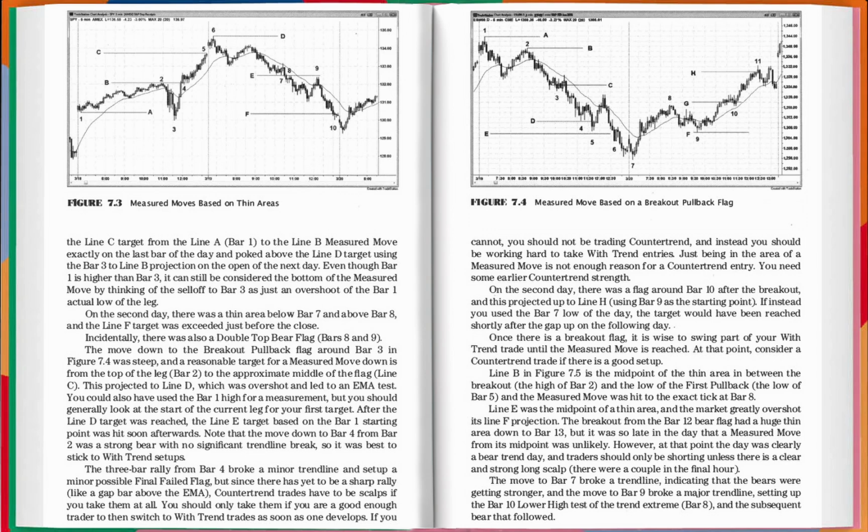After the line D target was reached, the line E target based on the bar 1 starting point was hit soon afterwards. Note that the move down to bar 4 from bar 2 was a strong bear with no significant trendline break, so it was best to stick to with-trend setups. The 3-bar rally from bar 4 broke a minor trendline and set up a minor possible final failed flag. But since there has yet to be a sharp rally, like a gap bar above the EMA, countertrend trades have to be scalps if you take them at all.